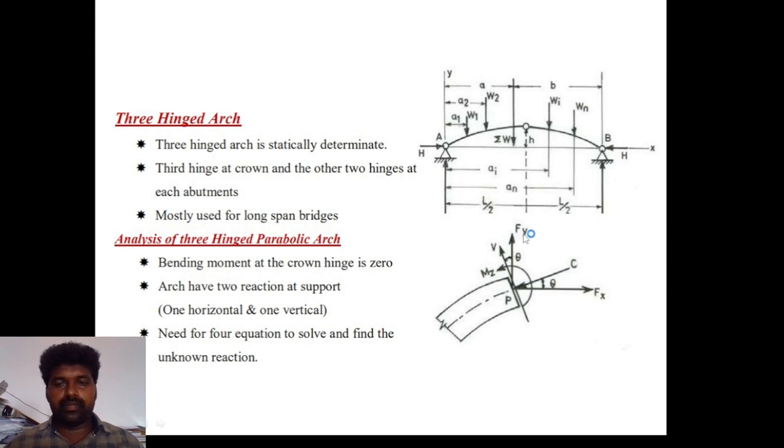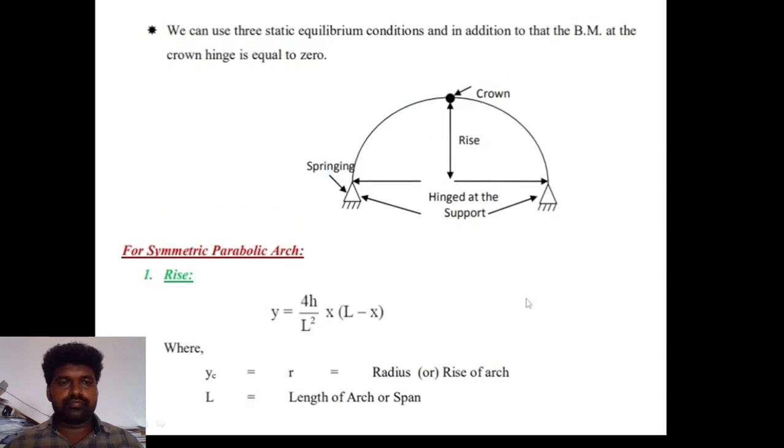This Fy is called vertical and Fx horizontal. V is called vertical reaction. Mz stands for moment. We can use the static equilibrium equations, and in addition the bending moment at the crown hinge is equal to 0. For a symmetric parabolic arch, the rise y equals 4h by L square into x into L minus x. Here yc is the rise of the arch, and L is the length of the arch or span.